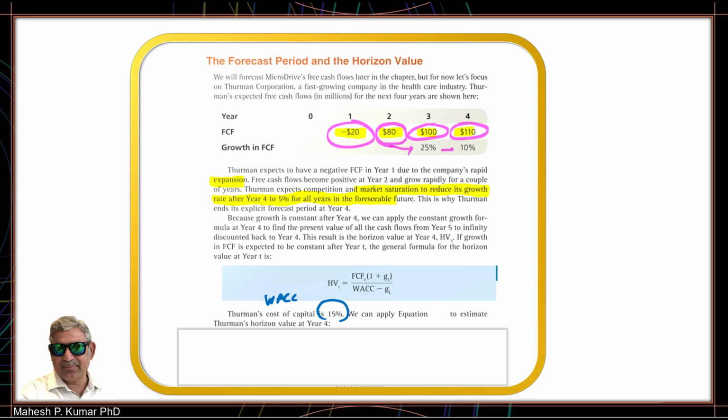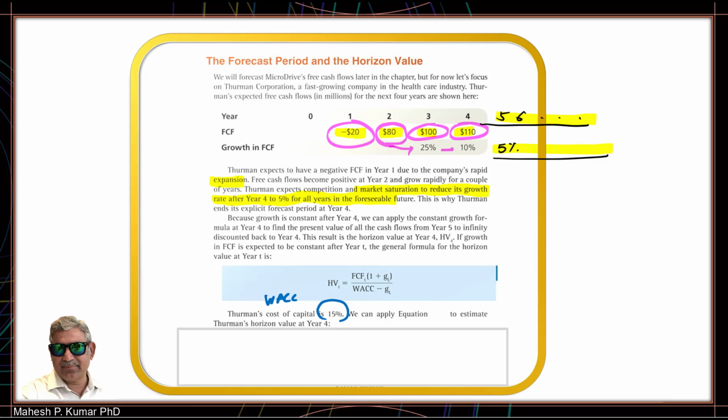So initially the company is having variable growth in cash flows. First year it was negative, then they became positive, then they increased by 25%, then they increased by 10%. But expectations show that from year 5 onwards, the company will start growing at 5% annually. So the company eventually attains a constant growth rate of 5% from year 5 onwards. So if this is the situation, how we will calculate the value of the firm, that is the important thing.